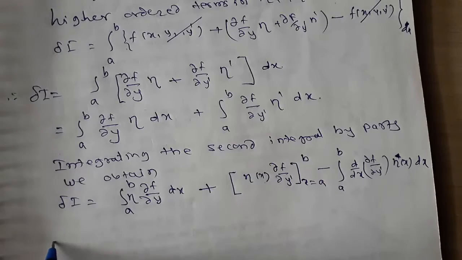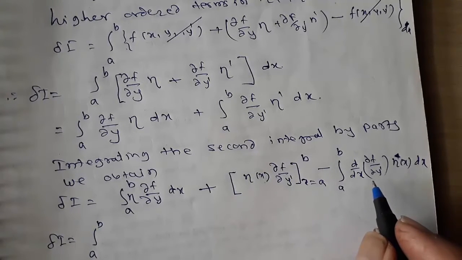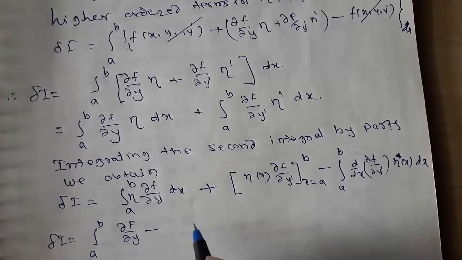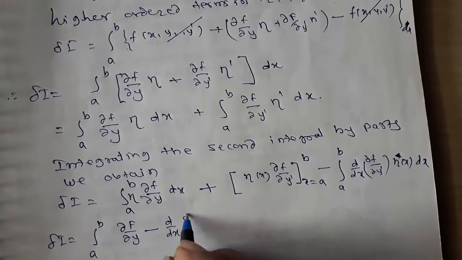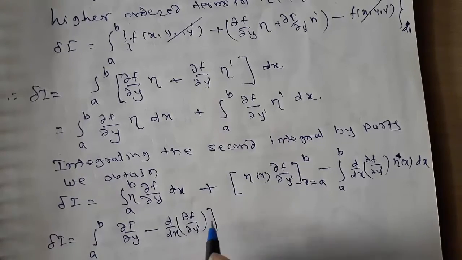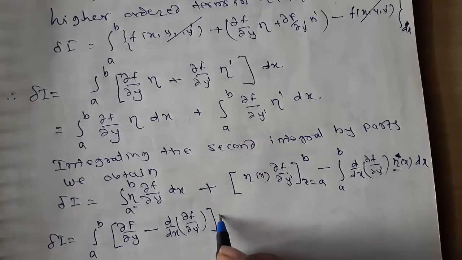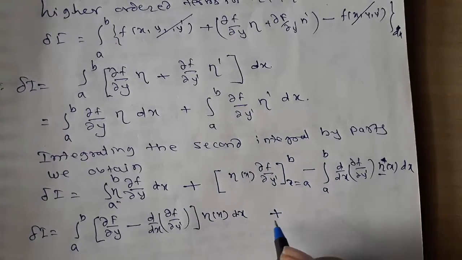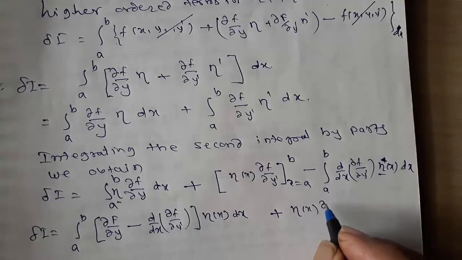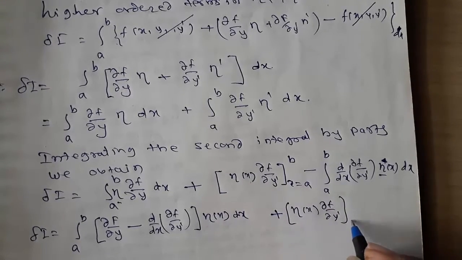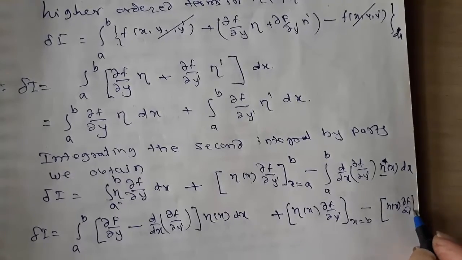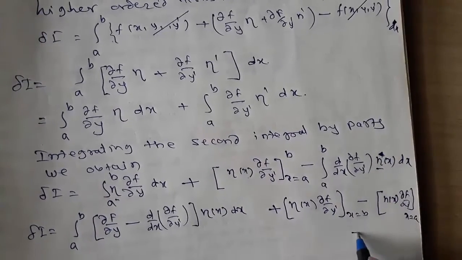This can be written as delta I equal to integral from a to b of dou f by dou y minus d by dx of dou f by dou y dash, into eta x dx, plus eta x dou f by dou y dash at x equal to b minus eta x dou f by dou y dash at x equal to a. This is equation 6.